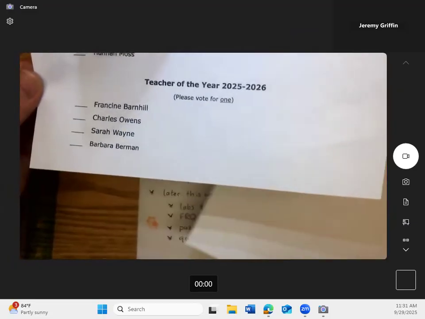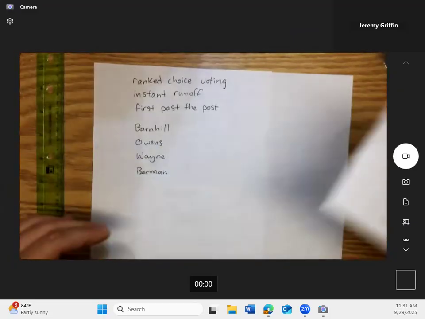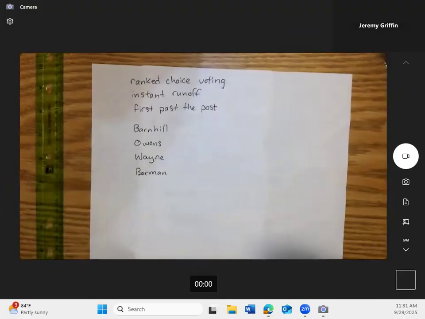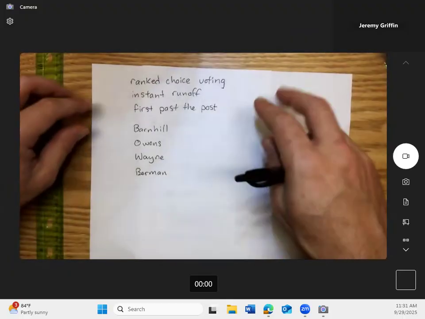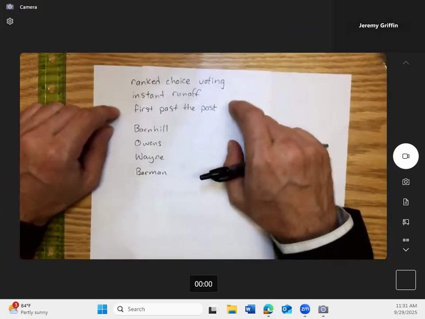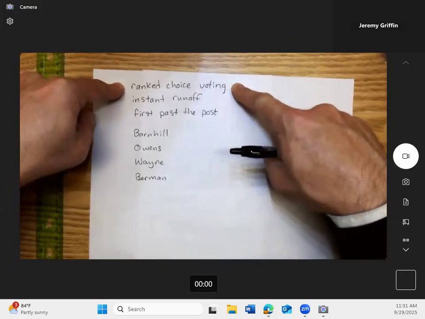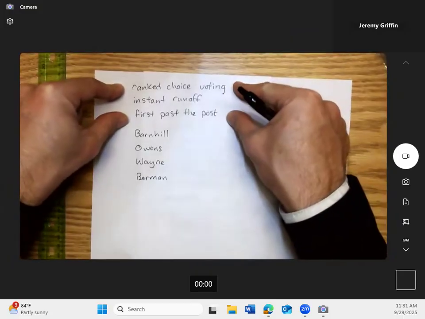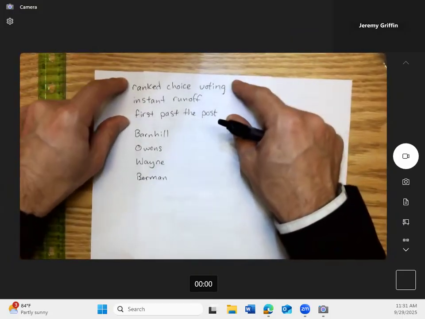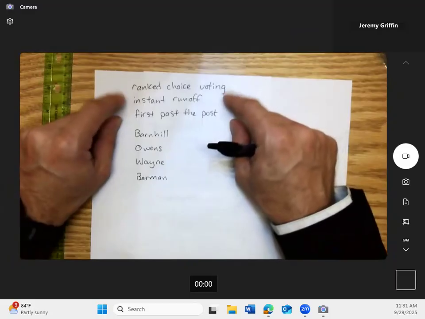Right. And this is also a really good opportunity to learn a little bit about voting systems. Now, there are lots of different voting systems and different ways to calculate votes. But here, I mostly want to contrast ranked choice voting versus something called first past the post. And within ranked choice, there are different ways to calculate it, so we'll do a process called instant runoff.